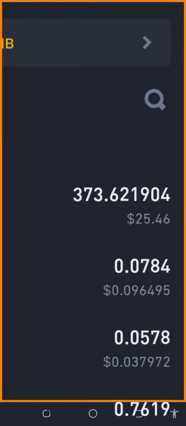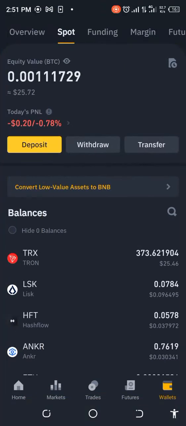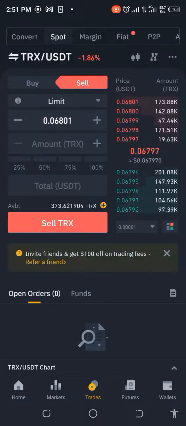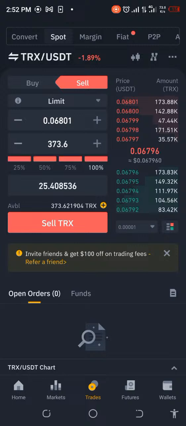The value is saying 25.46. Let's go and check how this goes. Let's go back to spot trading and let's see whether we have, oh yeah, it's already in there. So let's see how much this is going to give us. Uh-oh, no, that's not what we want to do. 100% is what we want. Whoops, okay, so see what's going on here.